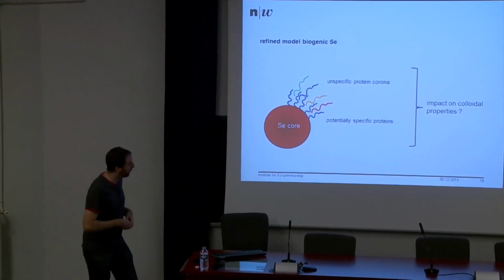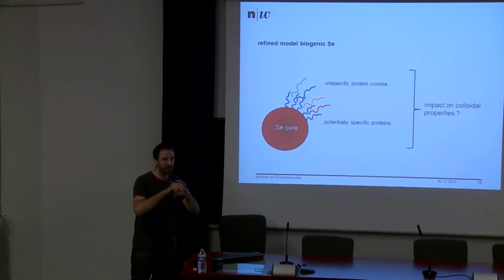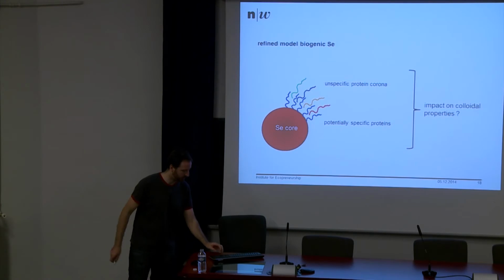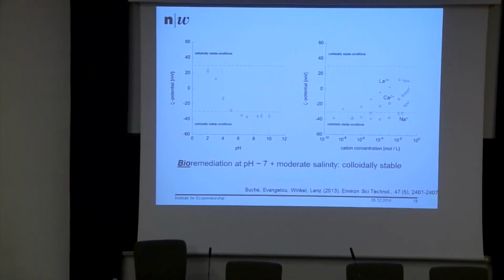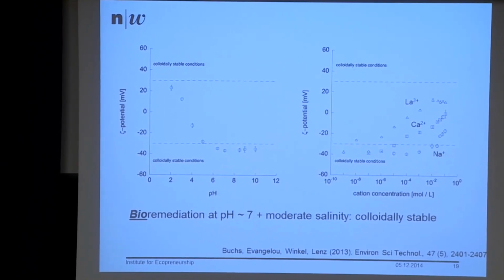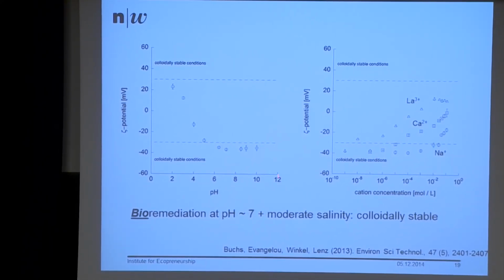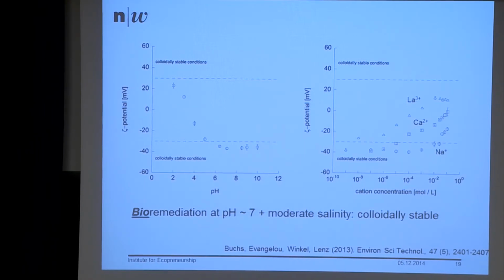So from an application point of view or from an environmental point of view, it's now interesting to see what the impact is on the colloidal properties of this organic modification, or of the corona that you have. Having these pure selenium particles, this was the first time we were able to determine colloidal properties. You can see here, if you go over the pH range, that under most conditions, for sure under the conditions that are applied in bioremediation, you have a very strong negative charge, so they are repulsing each other and they will never settle.